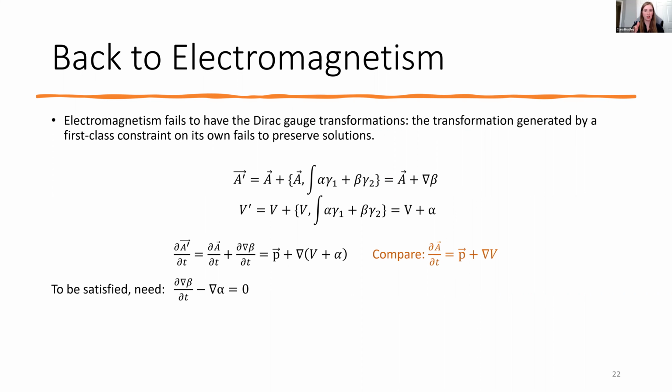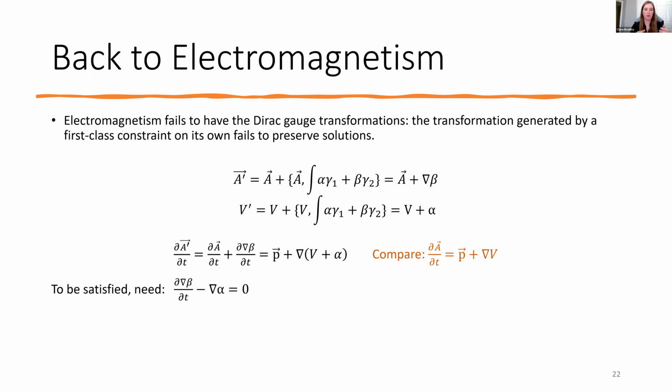So we can see his argument as follows. What we do is we consider the transformation generated by some arbitrary combination of both of the constraints, here where the arbitrary factors are denoted by alpha and beta. And what we find is that when we transform the vector field A, we just get an additional term that is the gradient of the arbitrary factor associated with the secondary first-class constraint. And when we transform the potential V in this way, we find it just has this addition of alpha, which is the arbitrary factor associated with the primary first-class constraint.